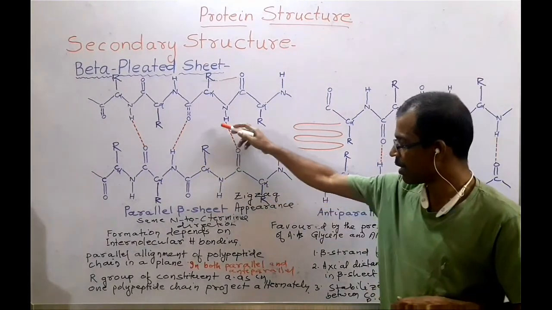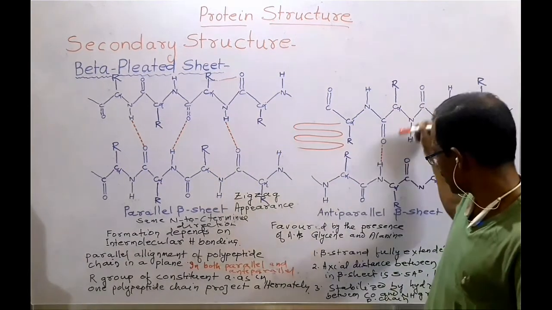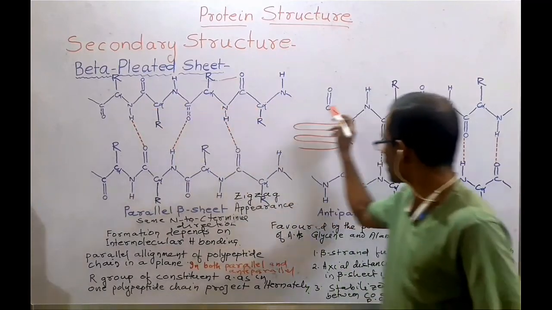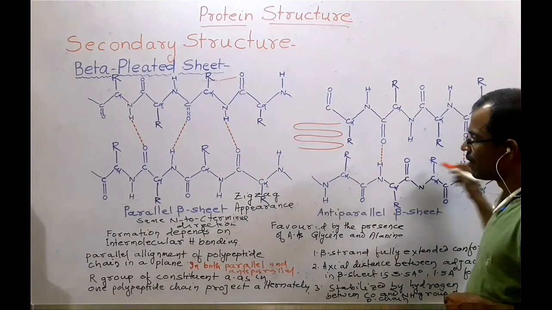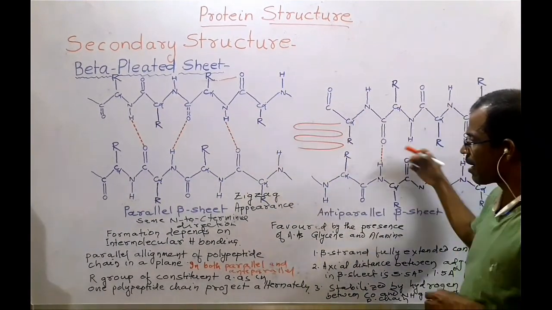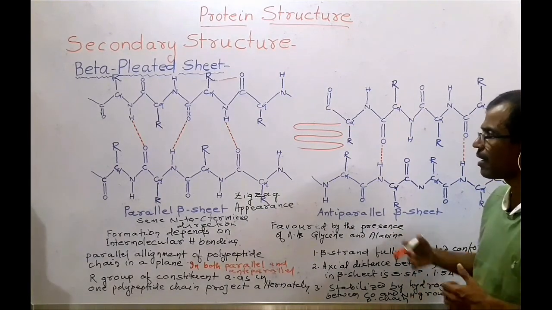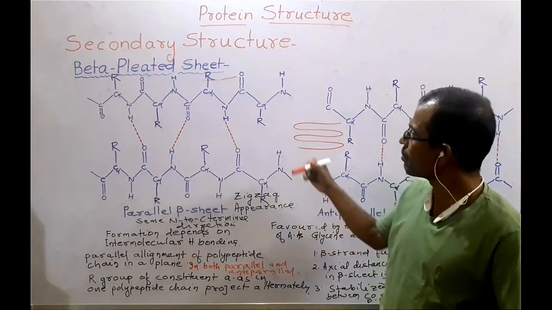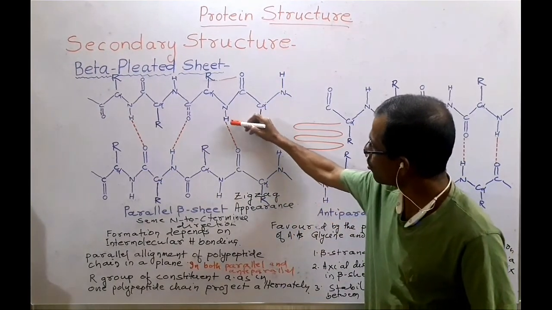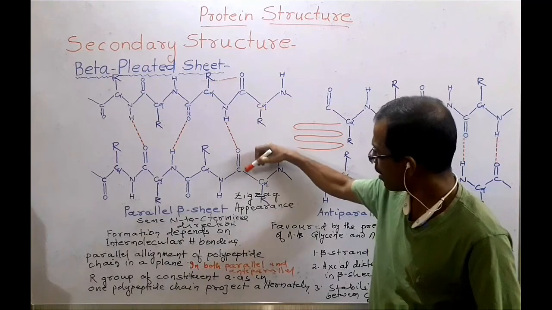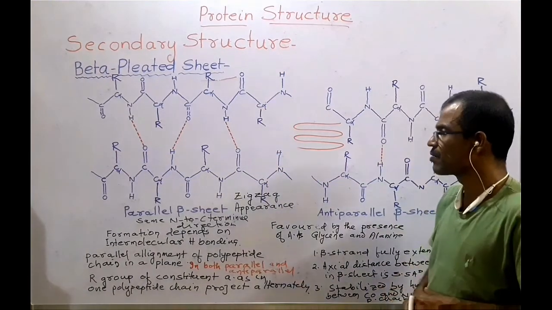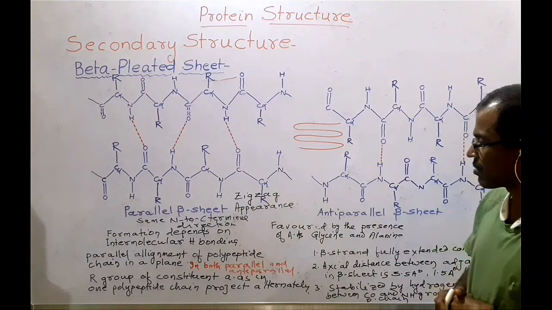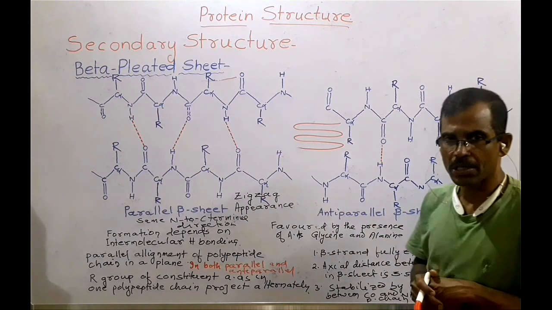In both parallel beta-pleated sheet and anti-parallel beta-pleated sheet, these are the participating polypeptide chains. These polypeptide chains have been aligned parallelly so that hydrogen bonds will be formed between the NH group and the CO group of adjacent polypeptide chains. What is the difference between parallel beta-pleated sheet and anti-parallel beta-pleated sheet?